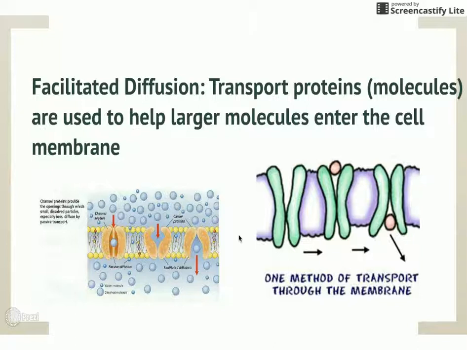The last type of passive transport is called facilitated diffusion. And this occurs with the help of something called transport proteins in the cell membrane of the cell. This type of diffusion happens when there are large molecules that need to enter or exit the cell, and they cannot do so without the help of transport proteins. Although transport proteins are used, the cell still does not use energy in facilitated diffusion.